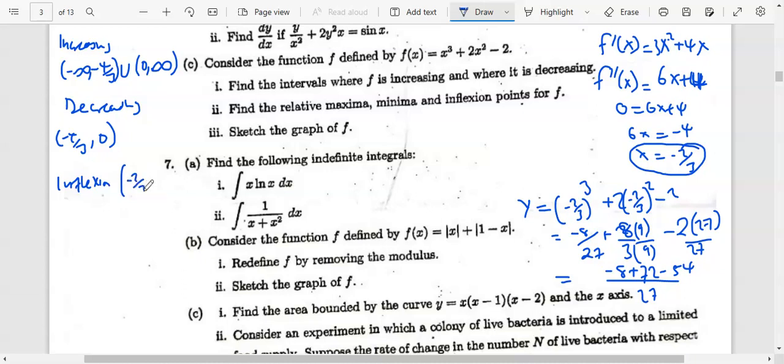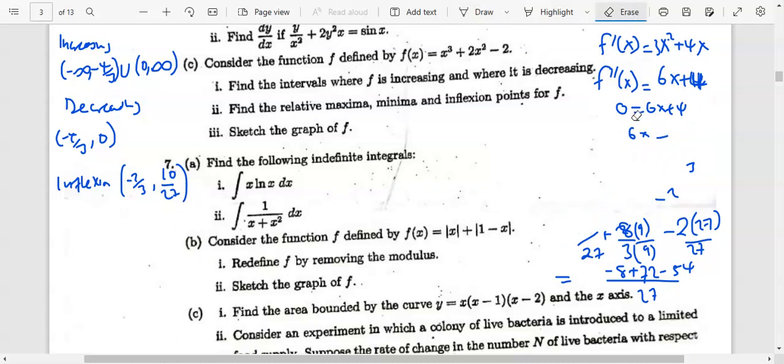That is, the x value is negative 2 over 3. The y value: negative 8 plus 72 minus 54. What do we get? That is basically 72 minus 54 minus 8, so that will be 10 over 27. This is the point of inflection.